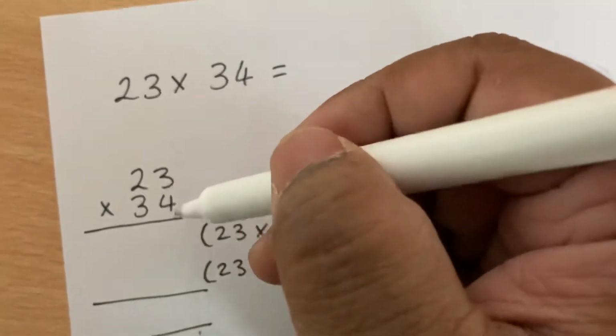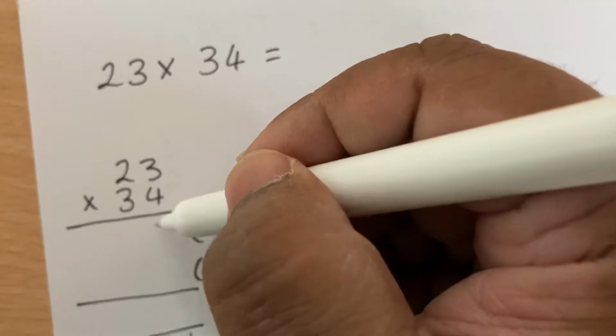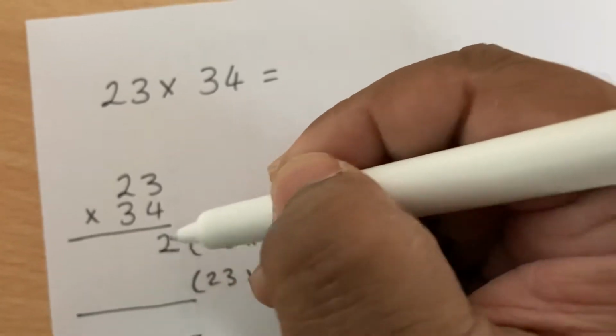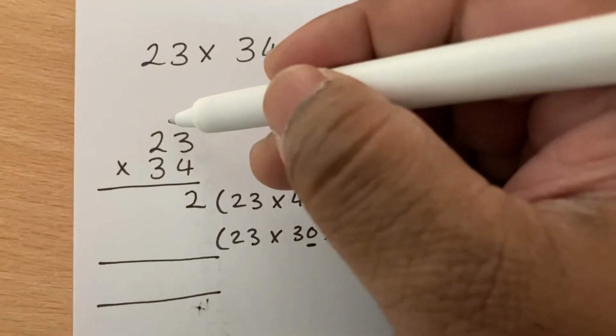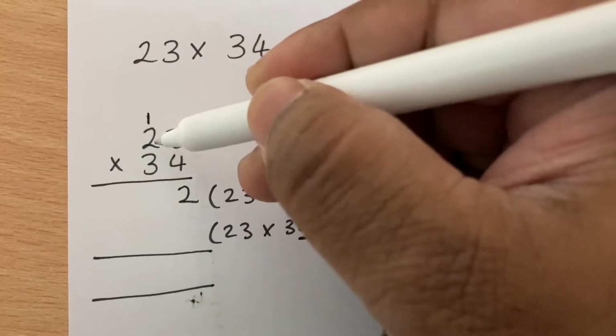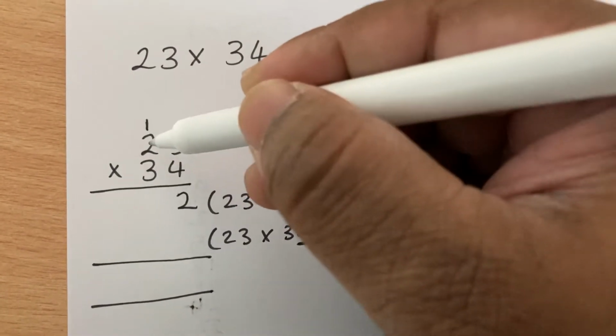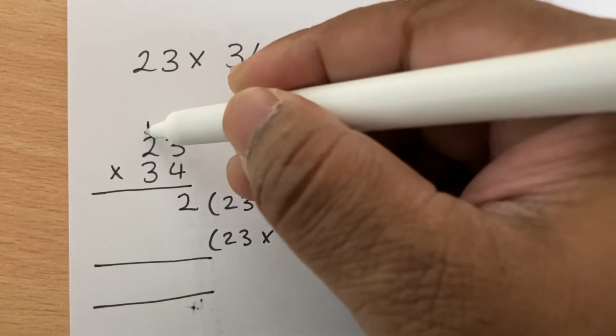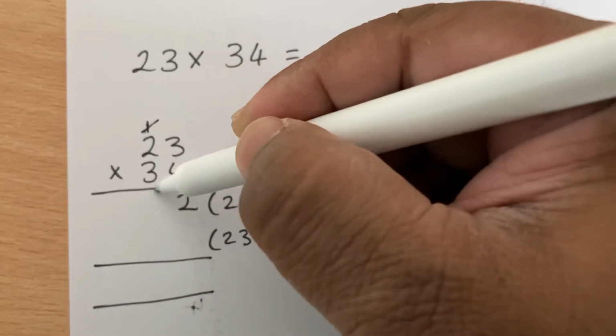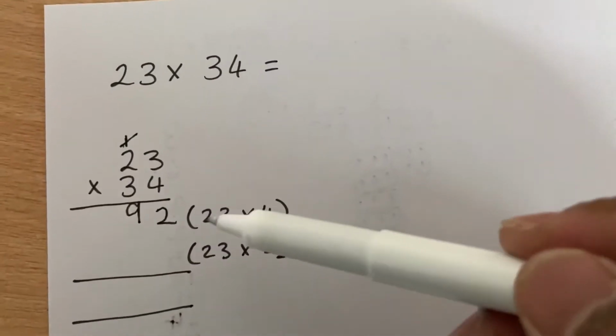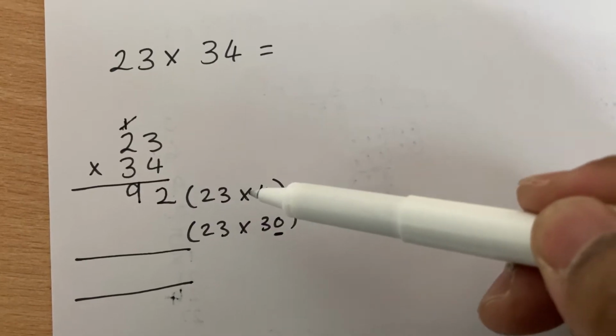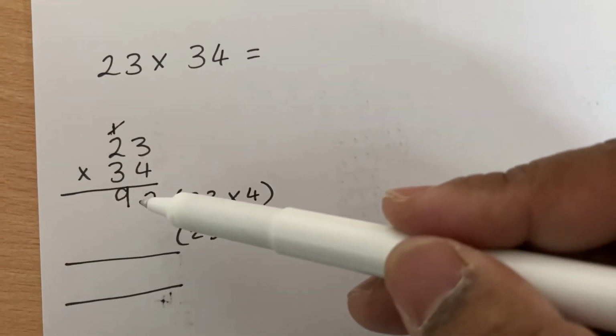Okay, so 23 times by 4. 3 times by 4 is 12. So I'm going to write the 2 and carry the 1 on. And then I've got 2 times by 4. Well, 2 times by 4 is 8. Add the 1. Don't forget the 1 that you carried is 9. Okay, and you can check this with a calculator. 23 times by 4 should be 92.